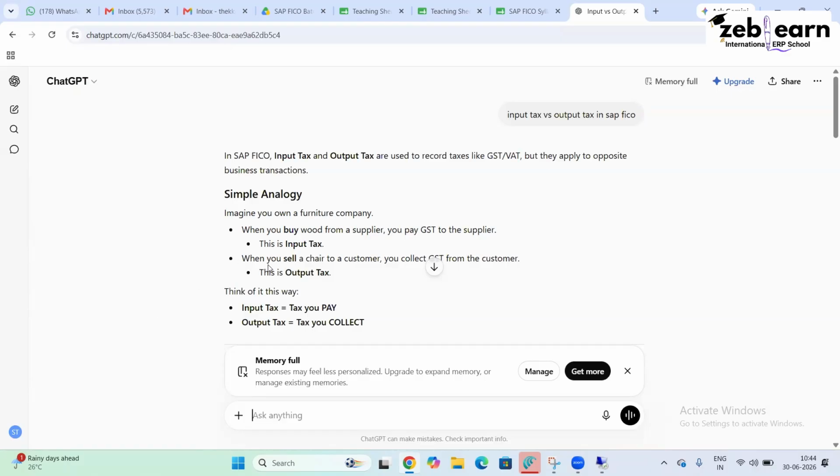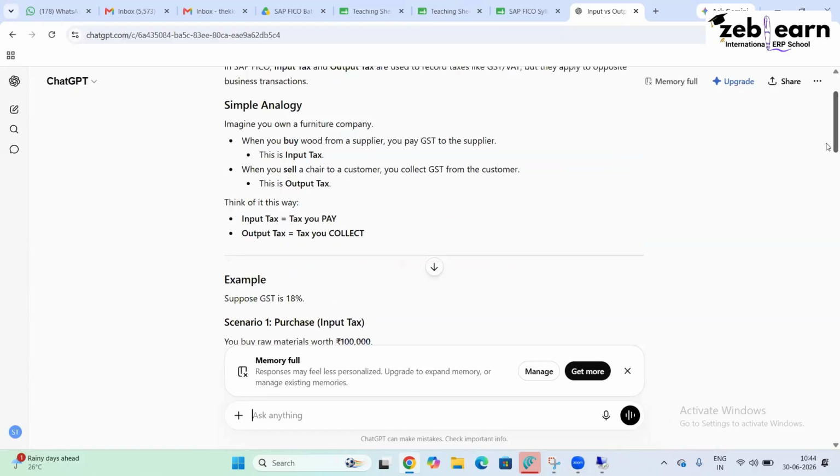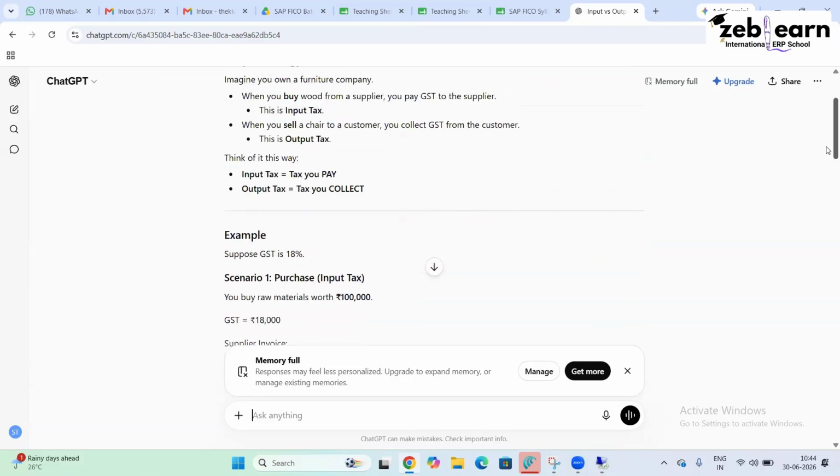Okay, so understand this. When you buy wood from a supplier, you pay GST to the supplier. That is input tax. When you sell a chair to a customer, you collect GST from the customer. That is output tax. Getting it? Now you can ask the question: why is input tax when you pay and output tax when you collect? Input tax should be when you collect, no? Why is it the other way around?